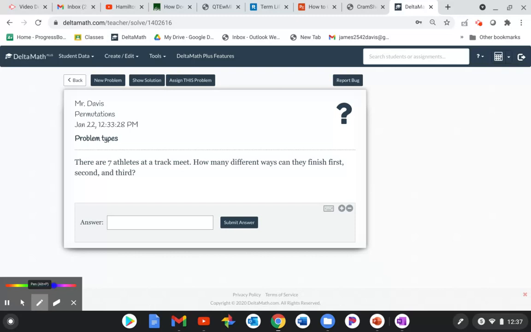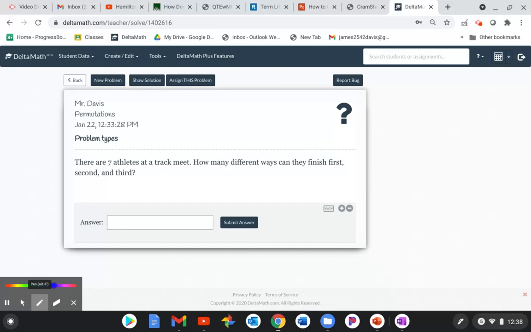The big thing that's different between permutations and combinations is that with permutations, the order matters. If it was a track meet, the order that the people finish, first, second, and third, matters. Whereas with a combination, the question might be worded differently: you have 7 athletes and the top 3 advance to the next round. With the combination, the order wouldn't matter. You're just going to take the top 3. Whereas with the permutation, the order matters, whether they got first, second, or third.